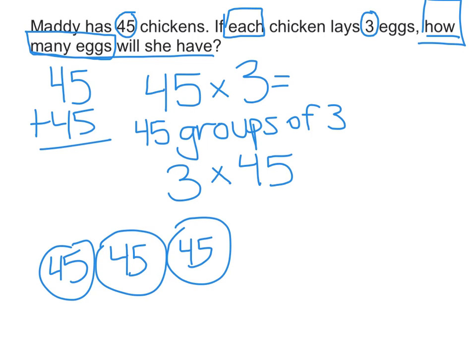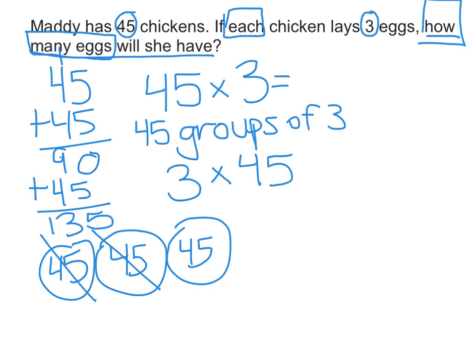I know that 5 plus 5 is 10. I'm going to regroup that as 1 ten. 1 plus 4 is 5. 5 plus 4 is 9. So I've used those two. 90 plus 45 for my last group. 0 plus 5 is 5. 9 plus 4 is 13. So my total is 135.